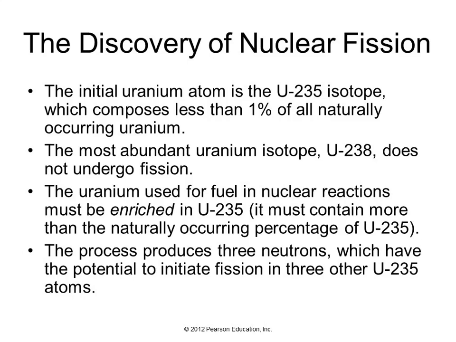Uranium-235 is the isotope that will undergo nuclear fission. The most abundant uranium isotope is 238, and that will not undergo fission. And so in order to do nuclear fission, you have to get enriched uranium. You need to, from that sample of uranium, get rid of most of the 238 and just keep the 235.